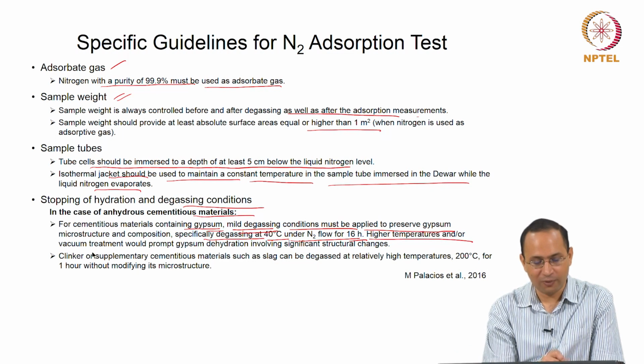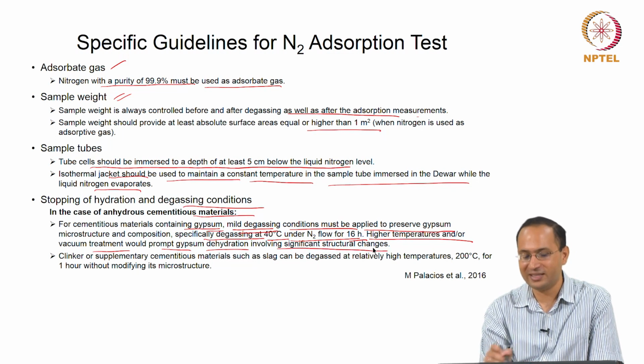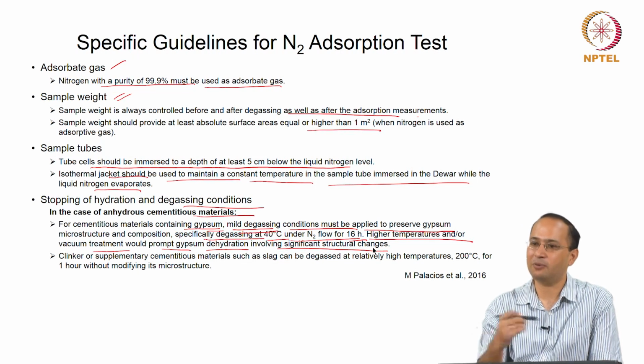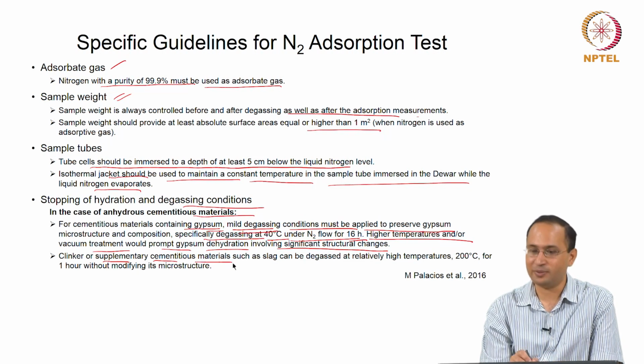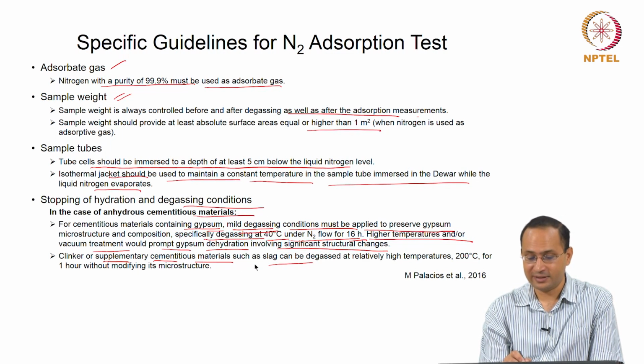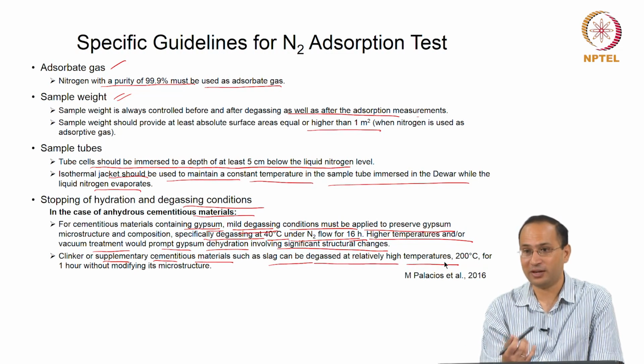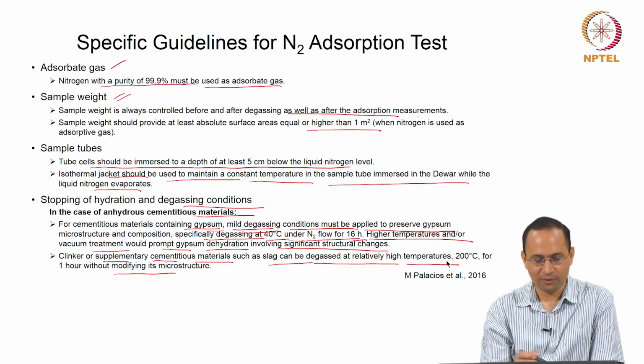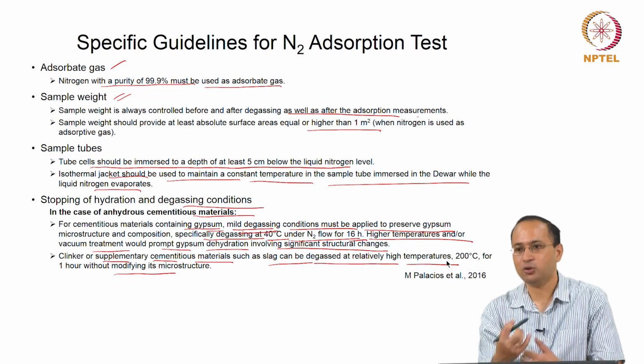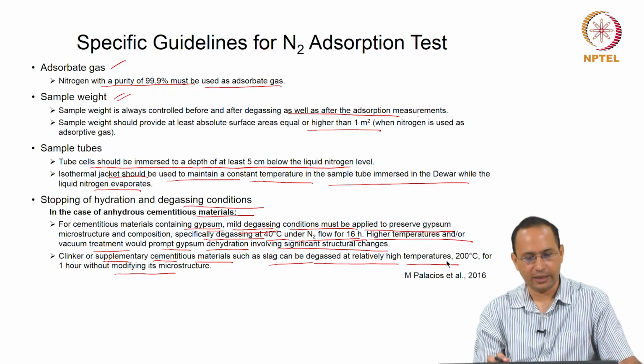Higher temperatures or vacuum treatment would prompt gypsum dehydration involving significant structural changes. If you use higher temperature, it will lead to dehydration of gypsum and significant structural changes that will be reflected in your surface area measurements. Clinker does not have any gypsum, right, and supplementary cementitious materials such as slag can be degassed at relatively high temperature. So, where you think there is no effect on constituents, you can use higher temperature for 1 hour in this case without modifying its microstructure. So, it depends on what kind of material you want to analyze.